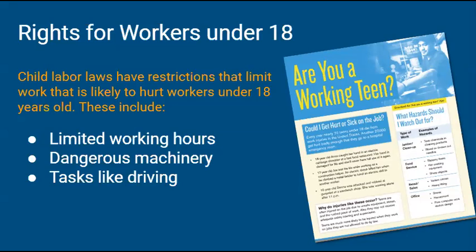They include things like limiting working hours, especially during the school year and on school nights. And those hours are different in California if you're 14 or 15 versus 16 or 17. Also, there are prohibitions: folks under 18 aren't allowed to use certain dangerous machinery, like that meat slicer we saw in an earlier example, and there are limits on tasks like driving.